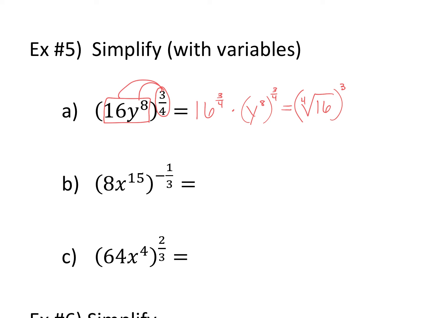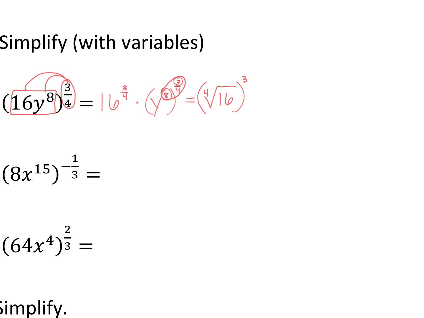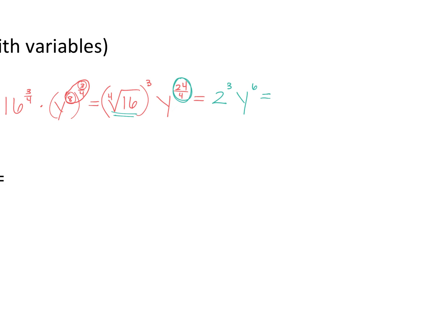And now this, you're going to take 8 times 3 is 24 over 4, right? So rather than write this, you can write y to the 24/4, which is really 6, right? I'll write that for the next one. Okay, so keep going. A 4th root of 16. Anyone know what that is? It's 2. Okay, so we have 2 to the 3rd power times y to the 6th power, right? That's a 6. Keep going one step further. 2 to the 3rd is 8. Y to the 6th. Okay.